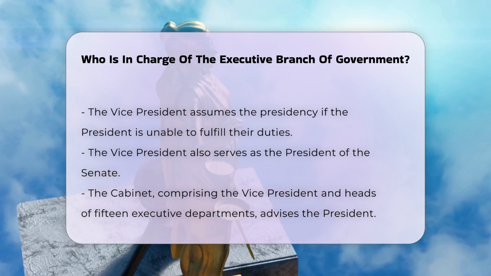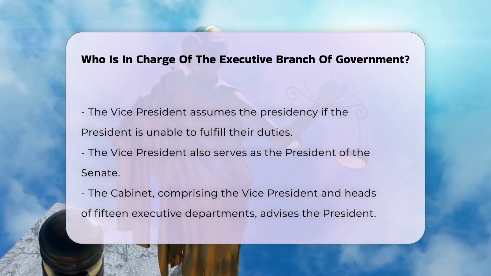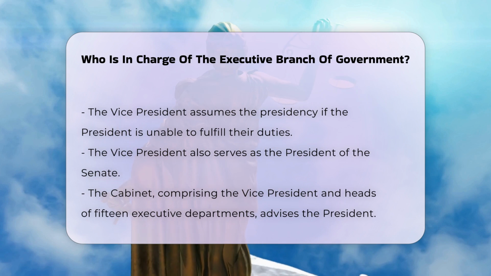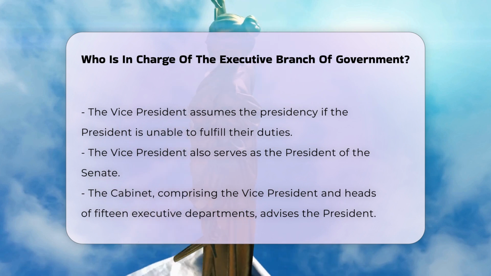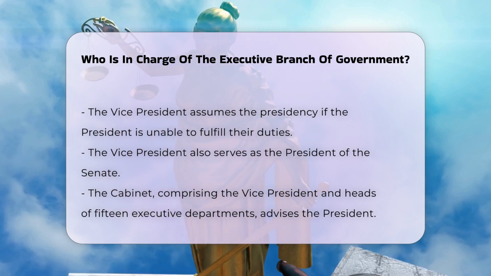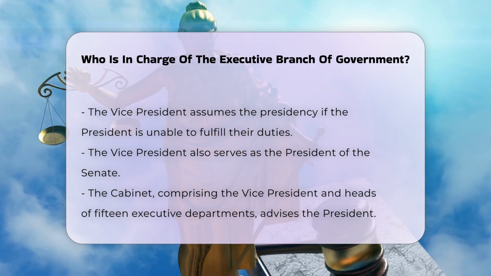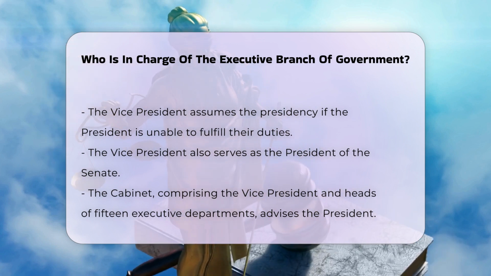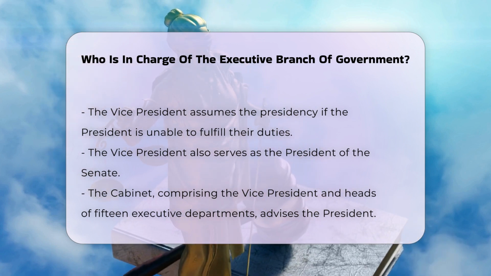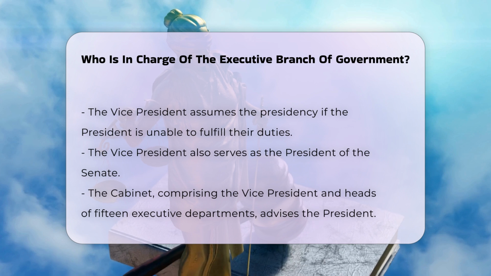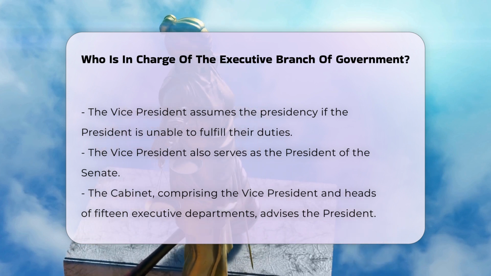Cabinet and departments. The president is advised by the cabinet, which consists of the vice president and the heads of 15 executive departments. These department heads are nominated by the president and confirmed by the Senate. They not only advise the president, but also carry out the day-to-day enforcement and administration of federal laws.